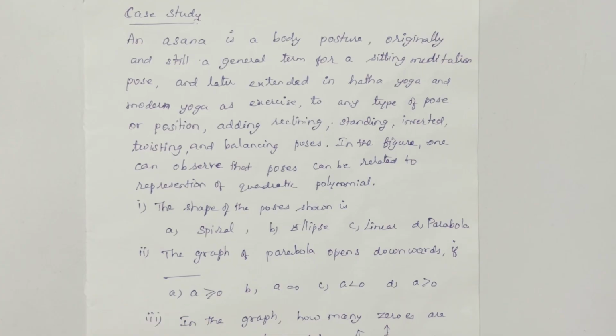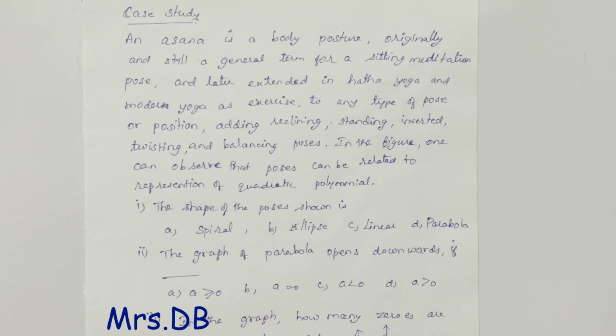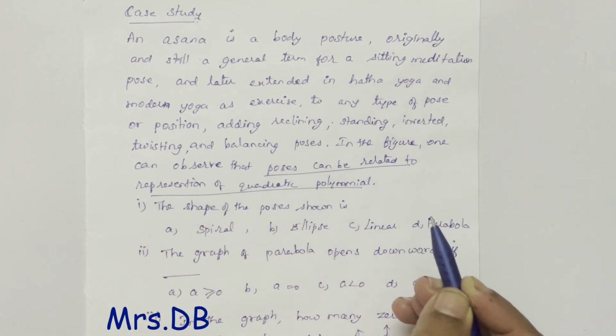Asana is a body posture, originally and still a general term for a sitting meditation pose, and later extended in hatha yoga and modern yoga as exercise to any type of pose or position, adding reclining, standing, inverted, twisting and balancing poses. In the figure, one can observe that poses can be related to representation of quadratic polynomial.